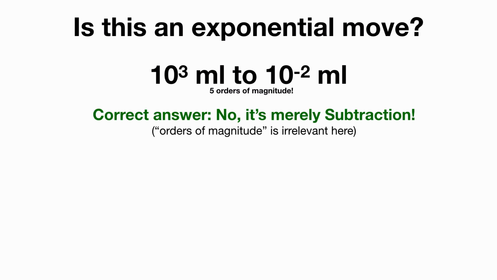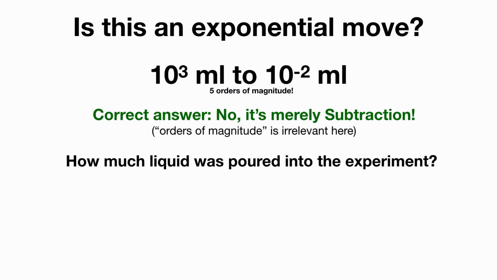And the answer is no, it's merely subtraction. You started with a full beaker, you poured it out. That's subtracting. Okay, orders of magnitude is completely irrelevant here. So if you did pour your beaker out and you were left with these tiny droplets, does that mean you can actually determine how much liquid was poured into the experiment?